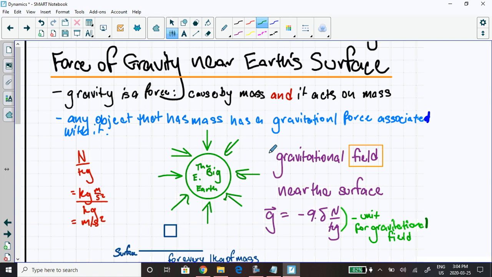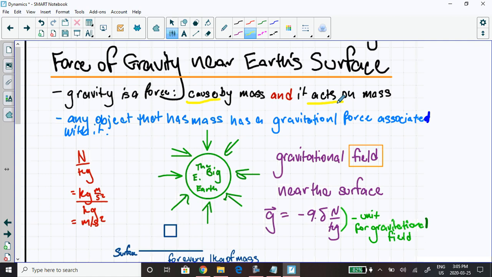We want to start talking about the force of gravity. We talked about it briefly when I gave you sort of a list of all the common forces we'd be dealing with. And we're going to start with the force of gravity near Earth's surface. Now, gravity is a very interesting force, and the reason it's a very interesting force is gravity is a force that is caused by mass, and it acts on mass. It's an interaction between masses.